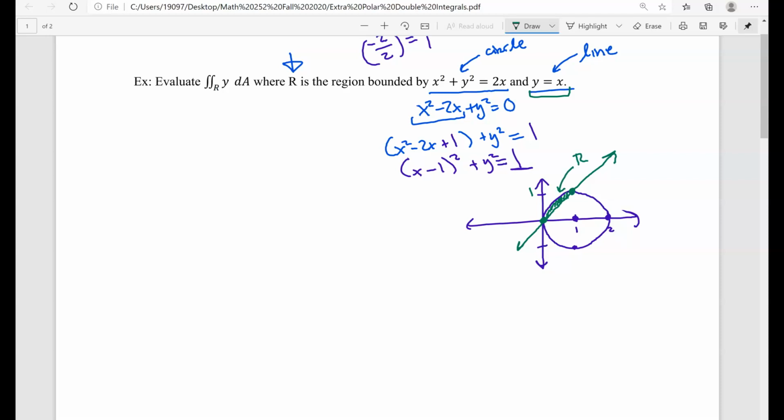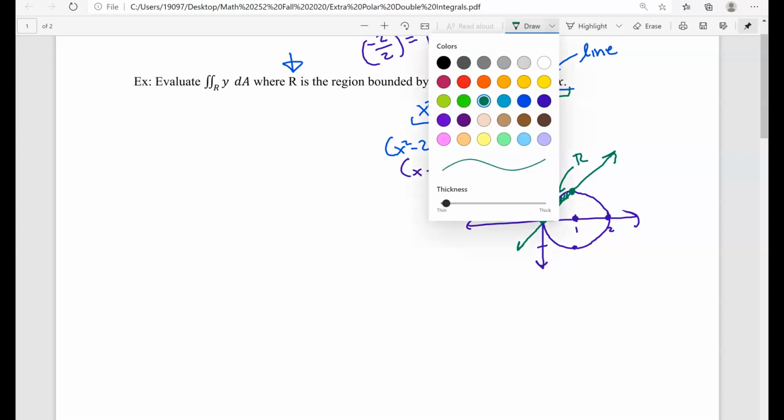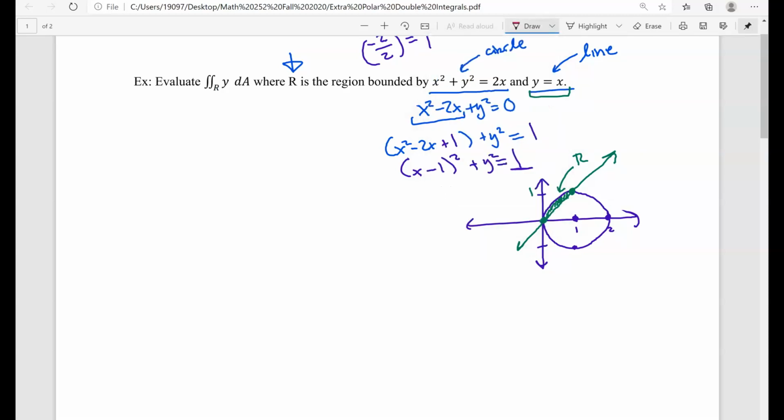Okay, so now here's the tricky part, because what we just did I think would be considered the easy part. The tricky part now is converting everything to polar and finding the limits of integration. So first, let's start off by thinking about converting everything to polar. Let's try to convert the line and also the circle to polar. So we wish to convert to polar.